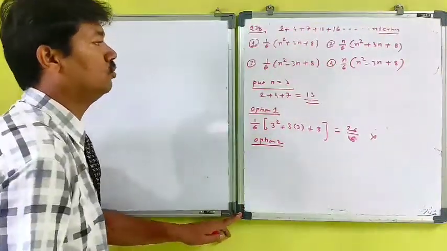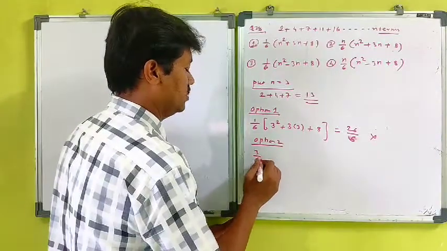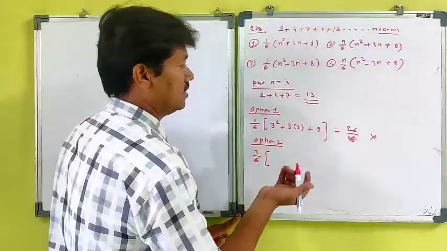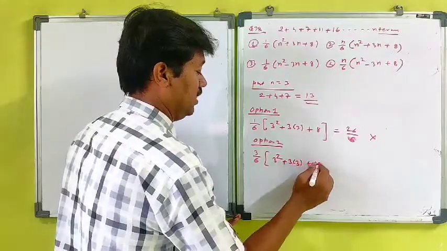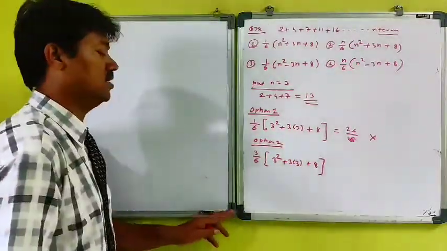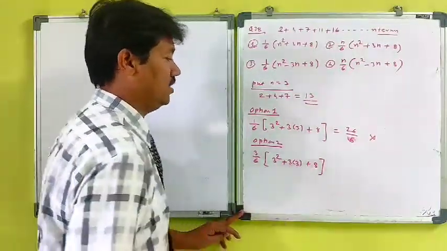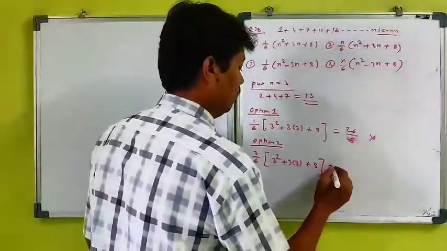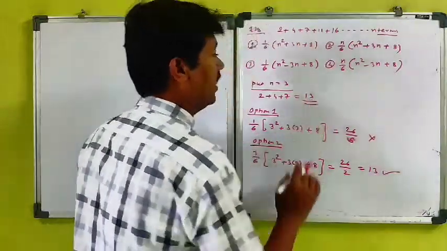So option number 2 here, n by 6, where n is 3. So it's 3 by 6. The middle value is n, so it is 3 square plus 3 into 3 plus 8. So that is again 26. So 1 upon 2, 9 plus 9, 18 plus 8, 26. So 26 upon 2, which is 13, so it is correct.